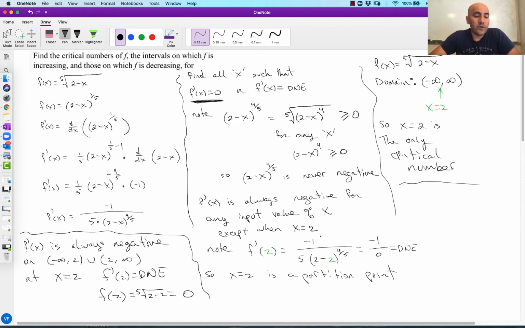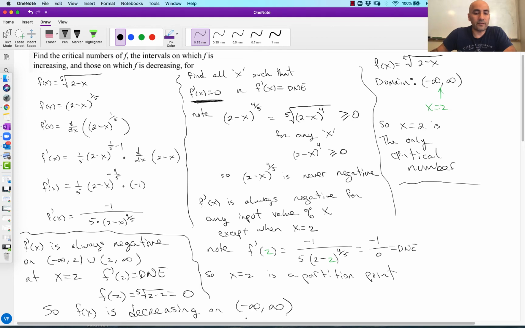So f prime of x is always negative on these two intervals. And then at x equals 2, it is continuous at that point. The underlying function is defined at x equals 2. The derivative is not defined, but the underlying function f is defined at 2. It's continuous at 2. So we can conclude that f of x is always decreasing on all real numbers from negative infinity to positive infinity. Always decreasing.